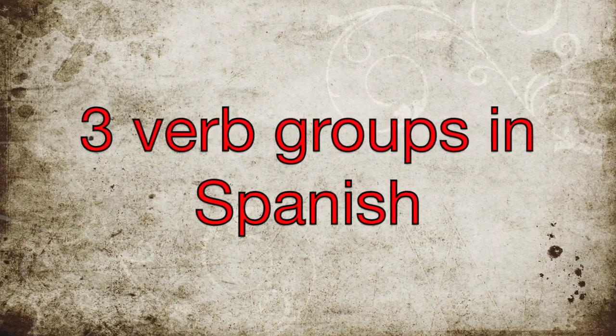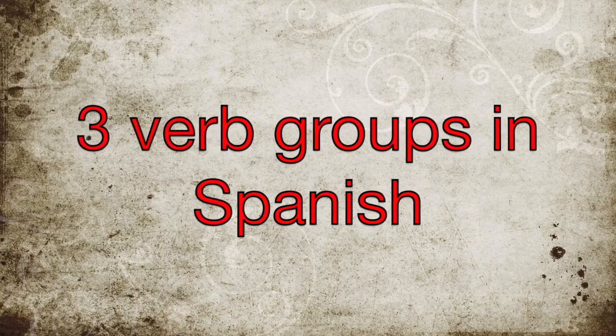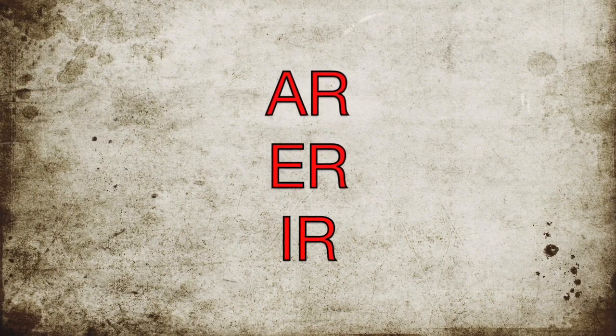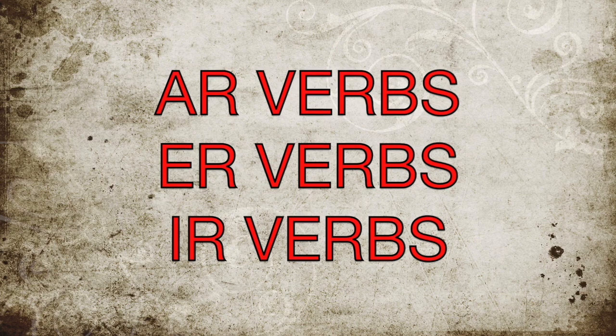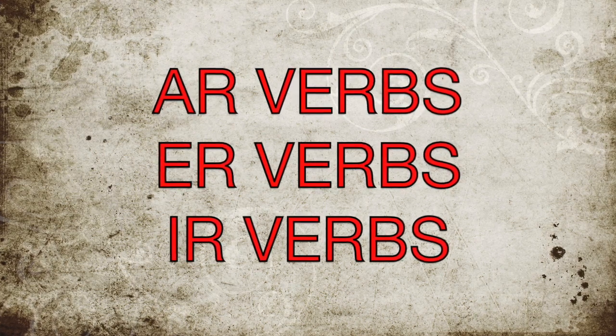There are 3 verb groups in Spanish. Every verb ends in either AR, ER or IR. We call these AR verbs, ER verbs and IR verbs. Today we're going to be looking at one of each and learning how to use them in the present tense.